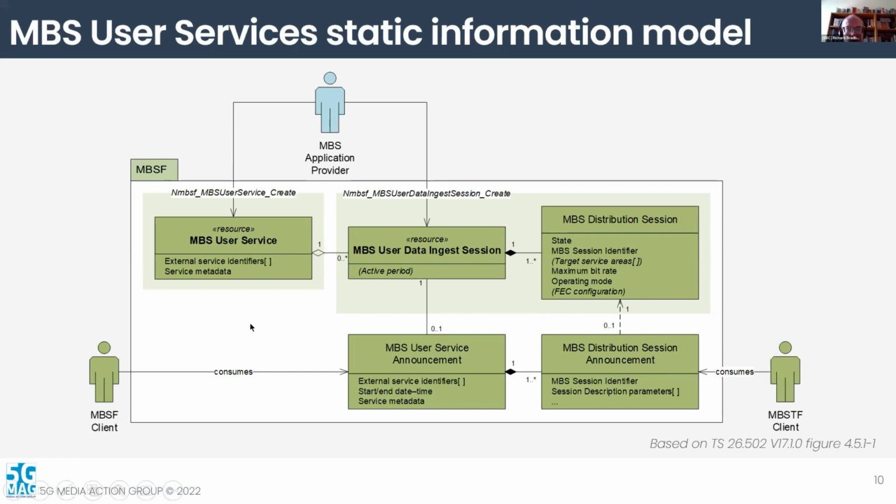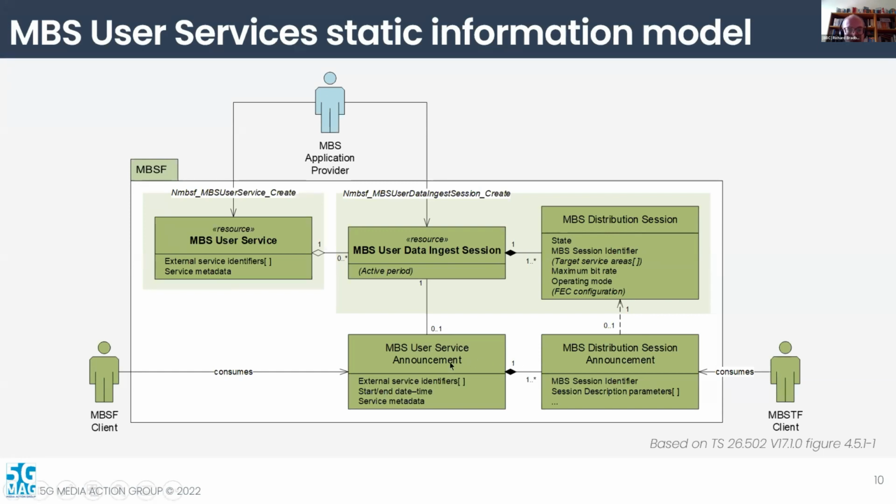And then within each of these user data ingest sessions, there's a set of MBS distribution sessions, and they contain information like the MBS session identifier. That's the equivalent of the TMGI, the temporary mobile group identifier that was used in EMBMS. But it can also be just a simple source specific multicast address in release 17. You can even target particular service areas for your distribution session if you want to. You declare a bitrate and various other different parameters, maybe some forward error correction.